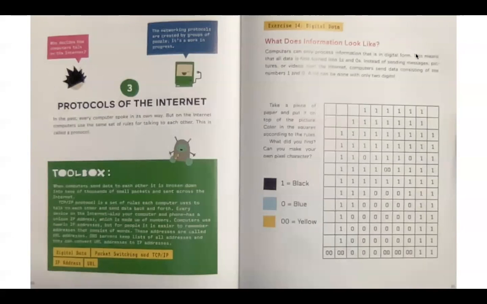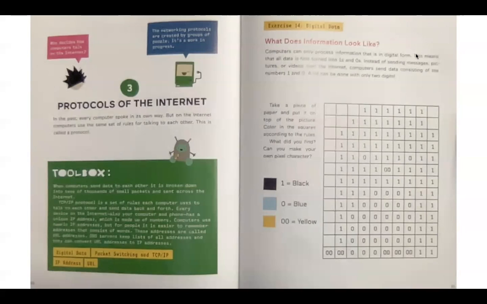Exercise 14, digital data. What does information look like? Computers can only process information that is in digital form. This means that all data is first turned into ones and zeros. Instead of sending messages, pictures, or videos over the internet, computers send data consisting of the numbers 1 and 0. A lot can be done with only 2 digits.